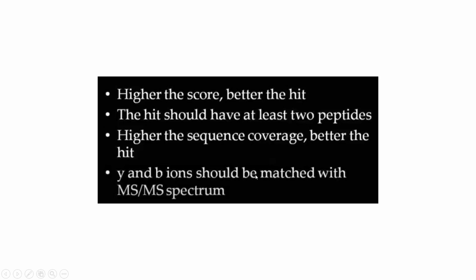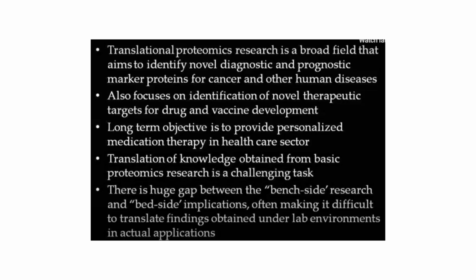Then if the comparison is higher, that will give the higher score, and it will tell you. So basically, the better the hit, it will help you to determine the protein more accurately. So the hit should have at least two peptides, and the higher the sequence coverage, the better the hit, and Y and B ions should be matched with the MS spectrum.